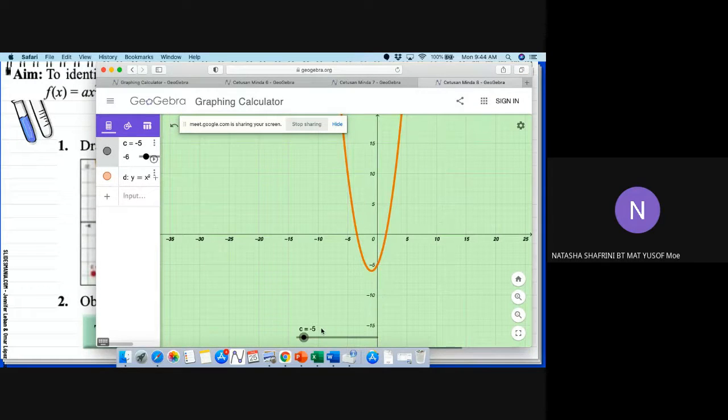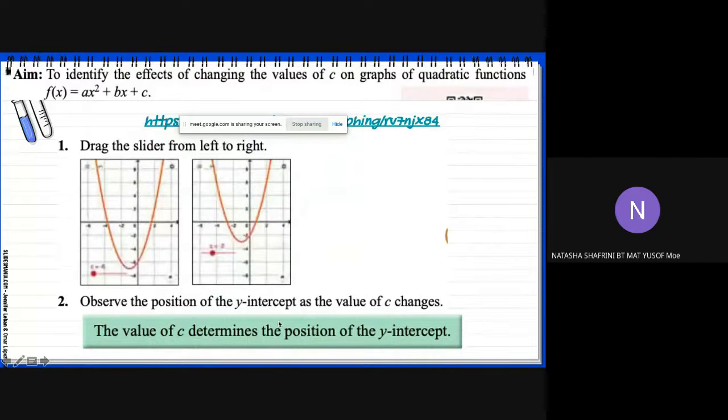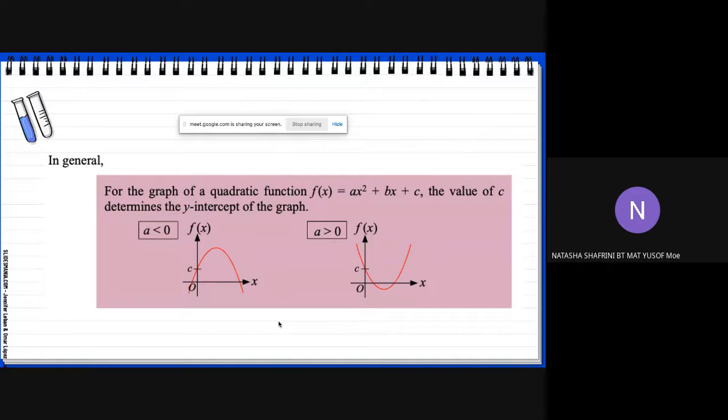Yes. Okay, so sebenarnya size dia tak berubah. So C, the value of C will change your y-intercept of the function. Dia akan mengubah awak punya pintasan Y. Okay. So the value of C determine the position of y-intercept. Okay, in general, for the graph of quadratic function fx equal to ax square plus bx plus c, the value of c determine the y-intercept of the graph.